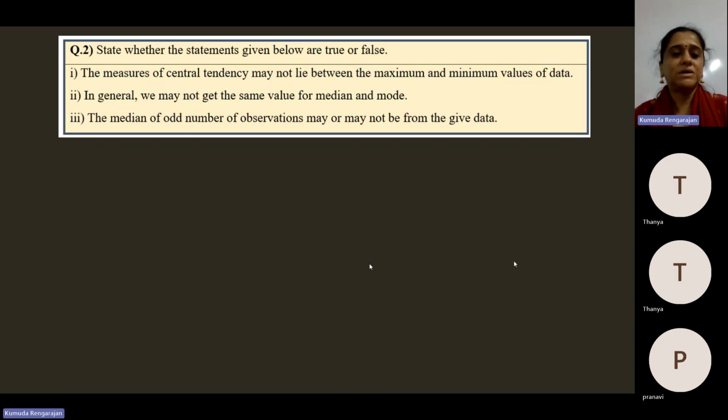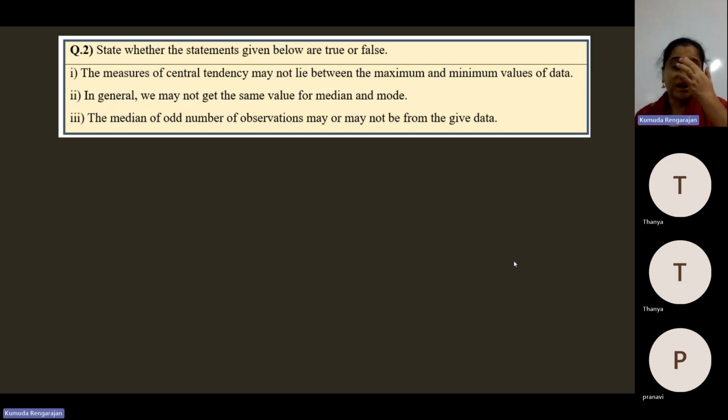The measures of central tendency may not lie between the maximum and minimum values of the data. See, from the set of data, you have one value, which is the maximum value. There is another value, which is the minimum value. The statement is asking: can the mean, median, or mode lie outside this boundary?